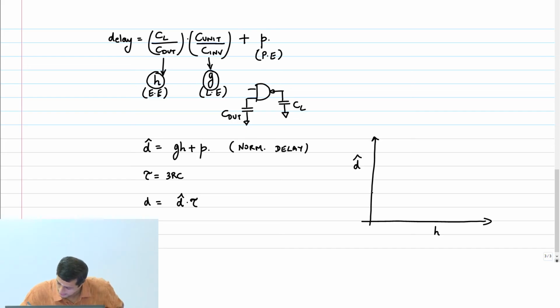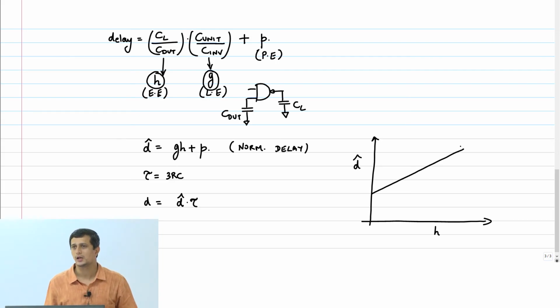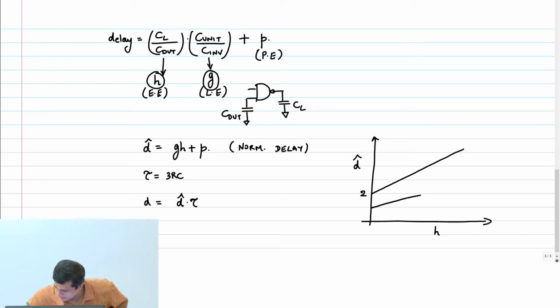So if I take a Nand gate, it would be something like this. For an inverter, obviously, G is 1 by definition, P is also 1, right? So the slope will be the best for an inverter. And this is for a Nand where the delay starts at 2, because the parasitic delay itself is 2. Even if you put no load, you will get that. Now for an inverter, it would be something like this.